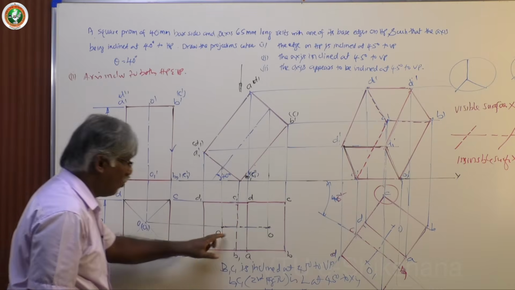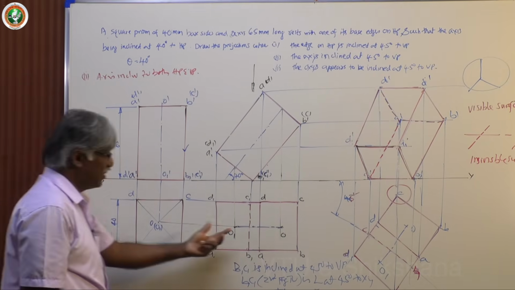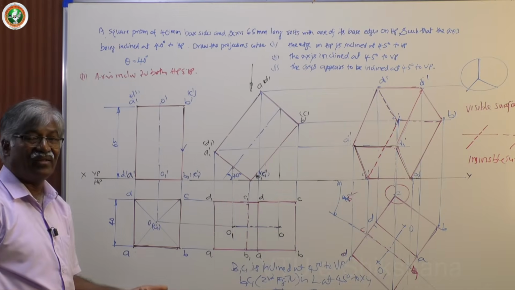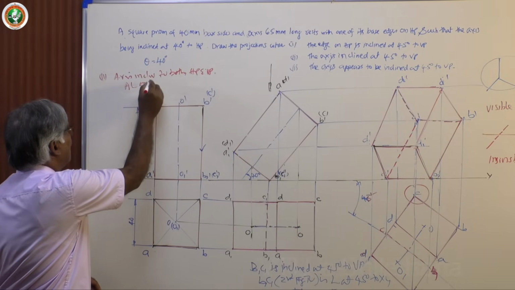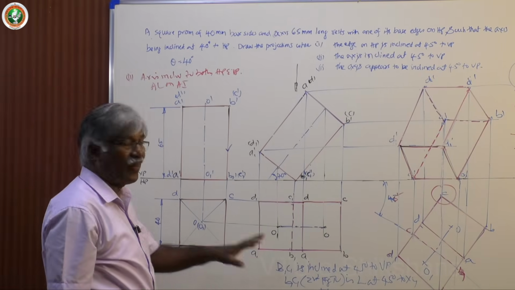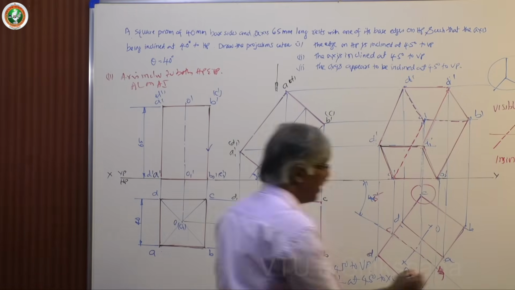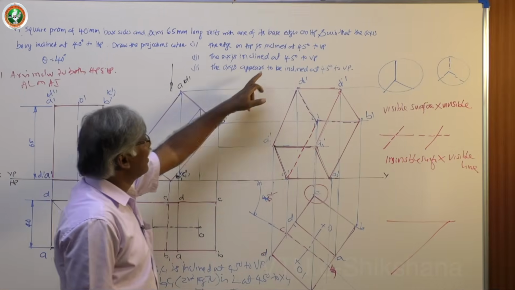Now, O1 is the apparent length. This is 65, this is less than 65. So naturally, you have to keep it on apparent inclination. We have done that last time. So AL on AI. So you have to find the apparent angle. How to find the apparent angle? You take the true length of the line. Separately you can do it. What is the angle of inclination? 45 degrees.